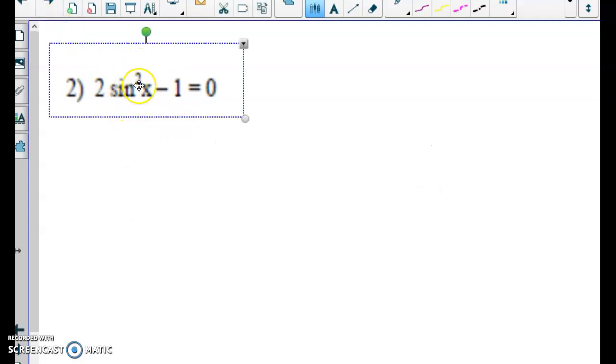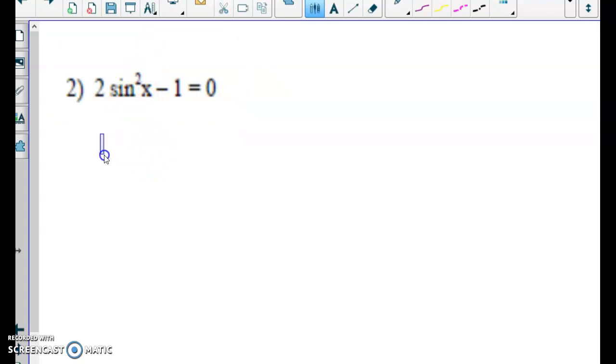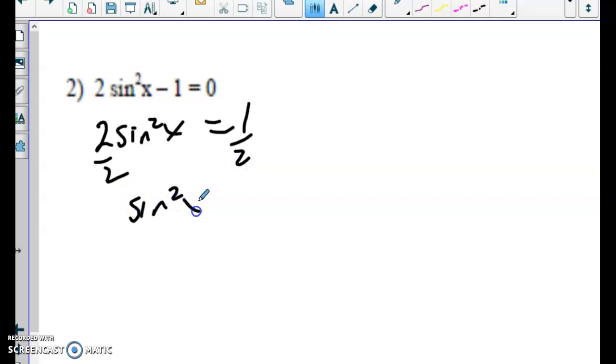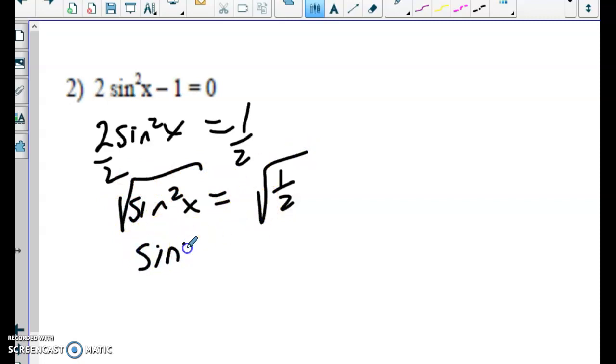Same deal as the last one, except this one has a square in it, and I thought we should do one of those to make sure you understand how to do the squaring ones. Divide by 2, divide by 2, and I get sine squared of x is equal to a half. Well, to get sine by itself, we have to square root.